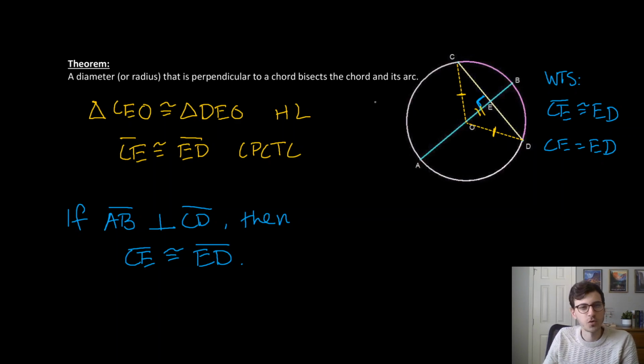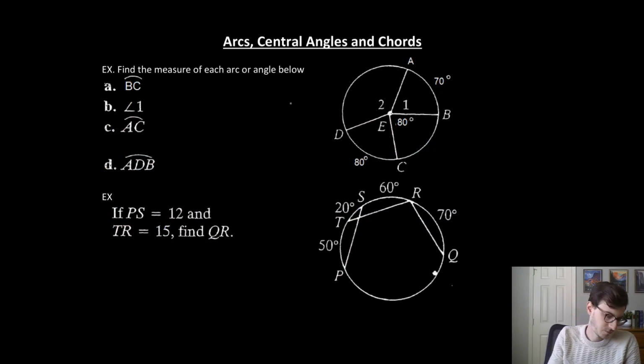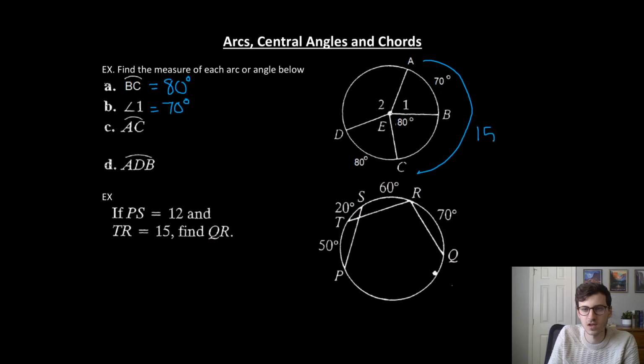Okay, let's look at some examples real quick. Find the measure of each arc or angle below. Well, arc BC, the central angle here is 80 degrees, so BC is 80 degrees. Angle 1, well, arc AB is 70 degrees, so that angle would also be 70 degrees. AC, okay, which one is it? Is it this way or that way? Well, let's not just rely on our eyes, right? This arc right here is 70 plus 80, so this arc would be 150.